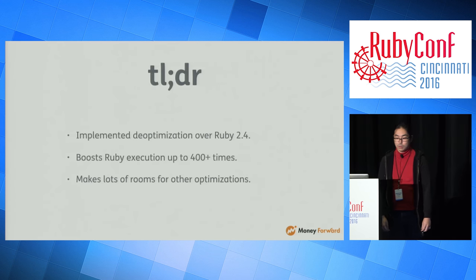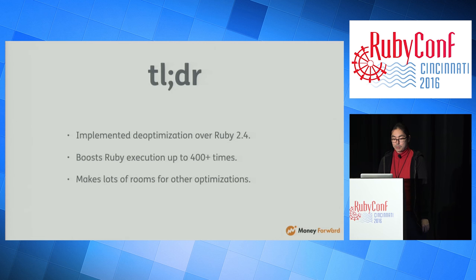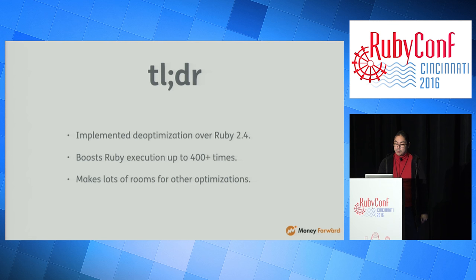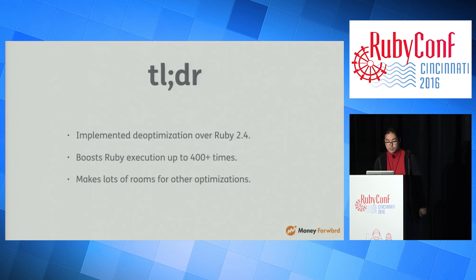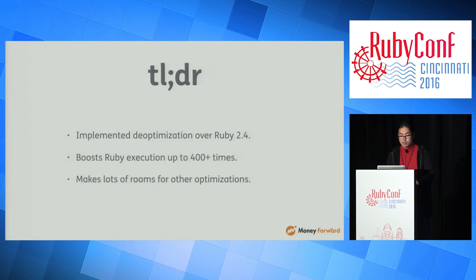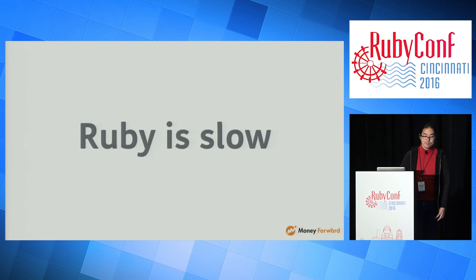So let me briefly overview this talk. I implemented what we call a deoptimization engine on CRuby version 2.4. Under some benchmark I'll show you later, it boosts execution up to 400 times, depending on benchmarks. Also, because this is the first attempt of this kind, it leaves lots of room for future optimizations.